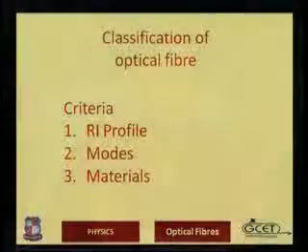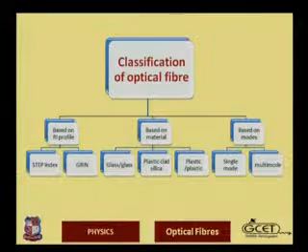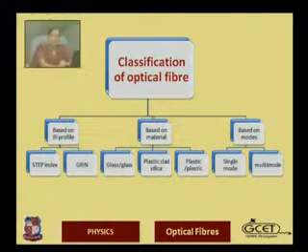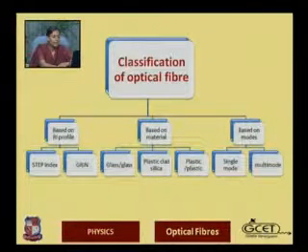Now the classification of the fiber optics cable. There are basically three major criteria. First is the RI profile, that is the refractive index profile. Second is the modes of propagation, and third is the material of which the fiber optic cable is made. This is the broadly classified table based upon the three criteria. First is based on the RI profile, that is the step index fiber. Second is the graded index fiber.